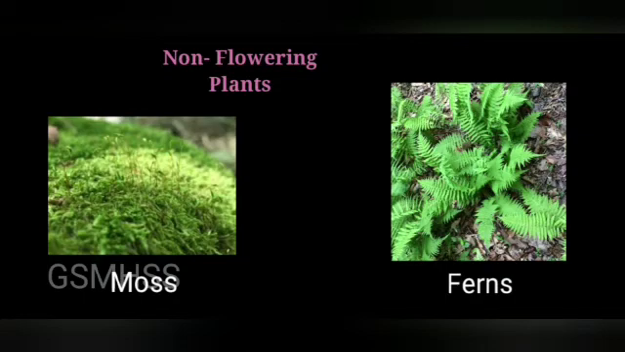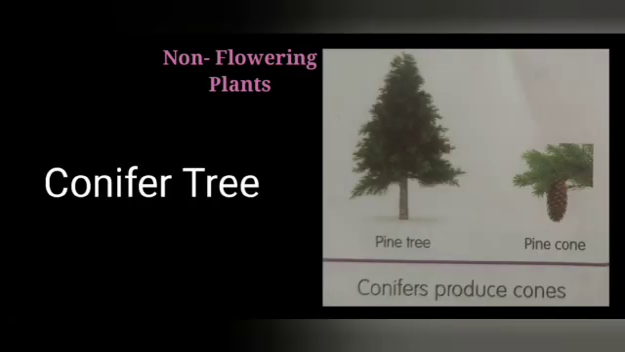Mosses are very small plants that usually grow like a carpet on walls, rocks and tree trunks. Conifers are trees with needle-like leaves. Most non-flowering plants reproduce using a special structure called spores.